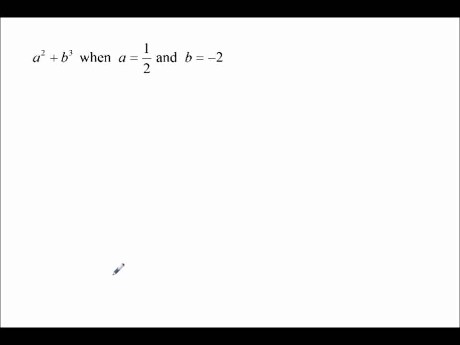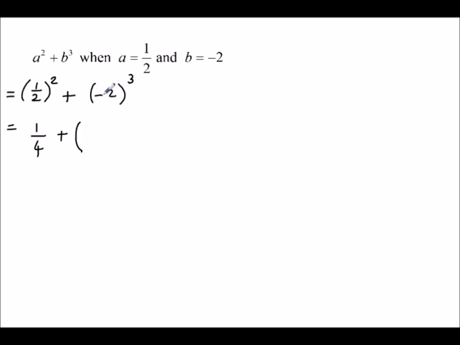Let's look at this one. Now we're going to include some fractions. Copy the pattern. So I'm going to have a squared plus b cubed. A's value is a half. B's value is negative 2. Remember to put your values inside of brackets. Right, when I square a half, it means I'm going to square 1 and 2.